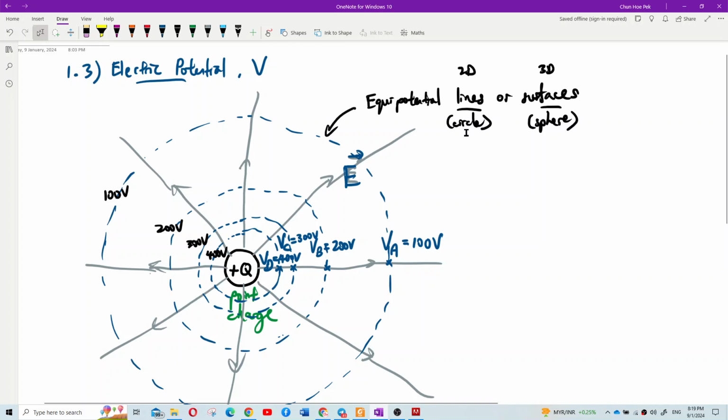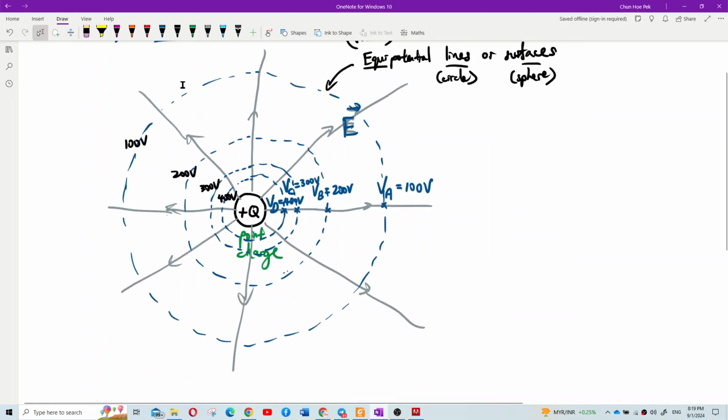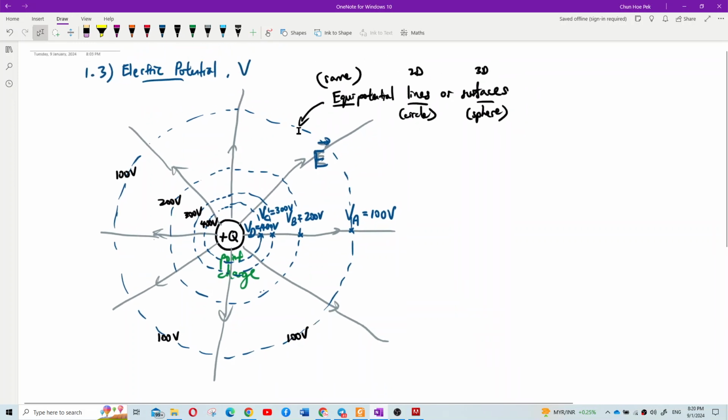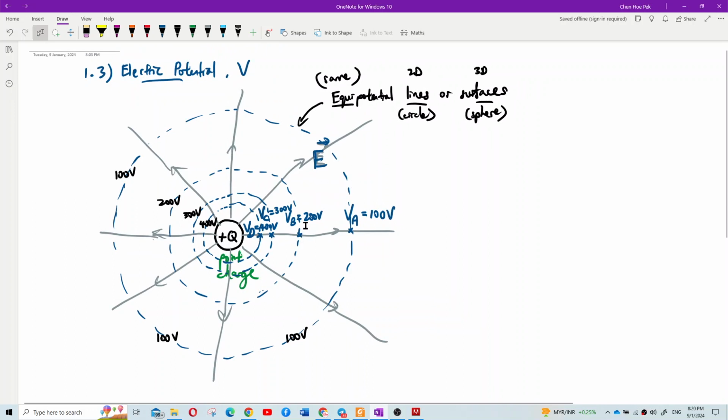So equipotential means equi, same, potential. Okay, understand? Along the outermost circle, they all have the same potential, 100 volt. The second surface is 200 volt all around. Outside one is 100 volt all around. Equipotential. And the second surface is all 200 volt.